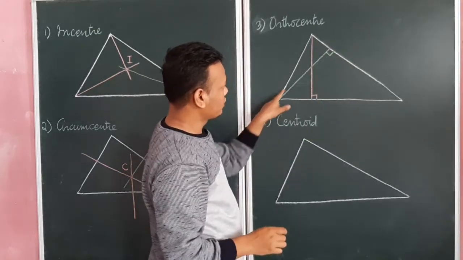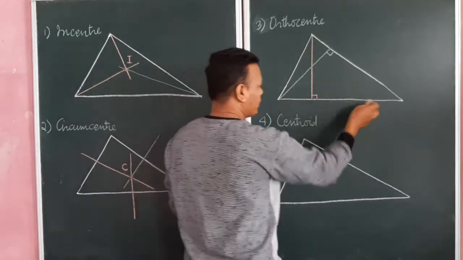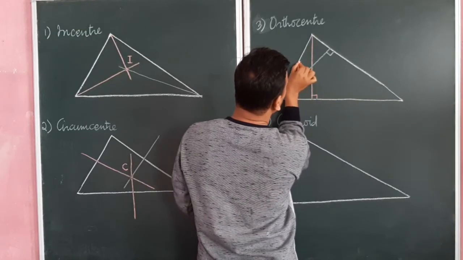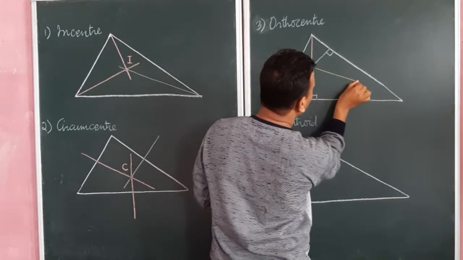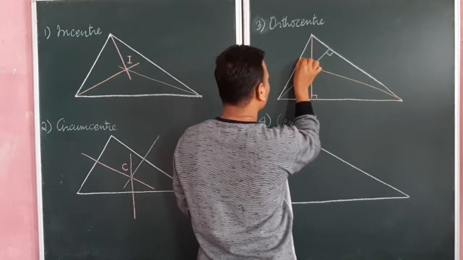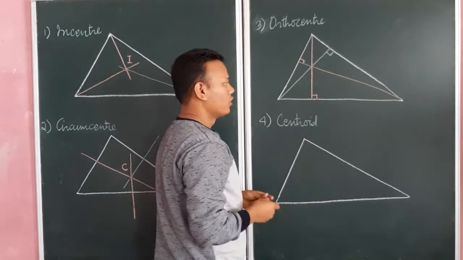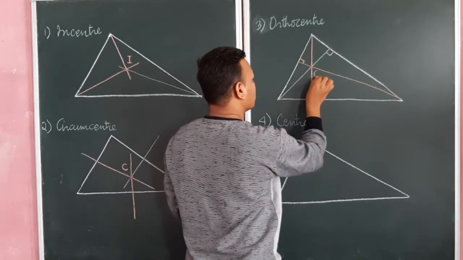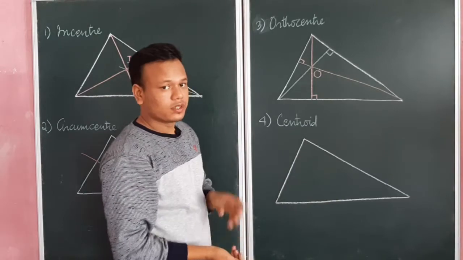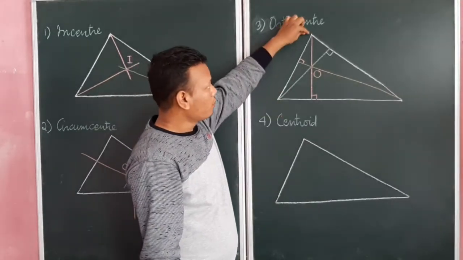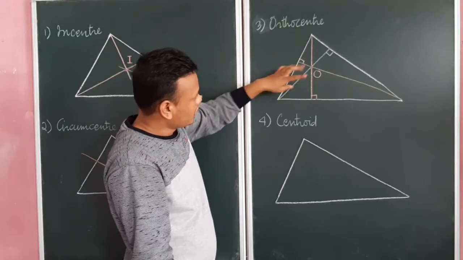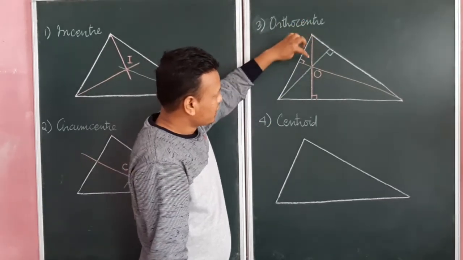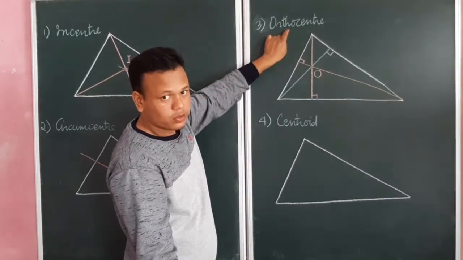From this vertex also I have drawn a perpendicular, and from the last vertex also I have to draw a perpendicular. I don't know how my diagram is going to look. This is how my perpendicular is drawn. Wherever they intersect, that point is called the orthocenter. So remember, to draw the orthocenter, you have to draw a perpendicular from each vertex, and the point where all the perpendiculars intersect is called the orthocenter.